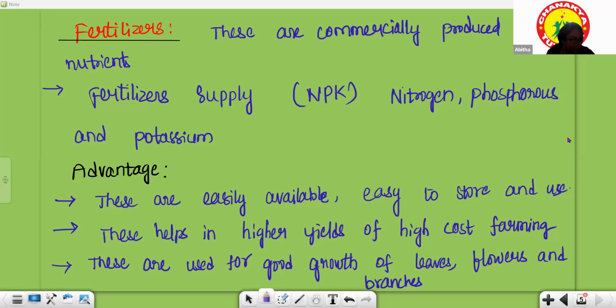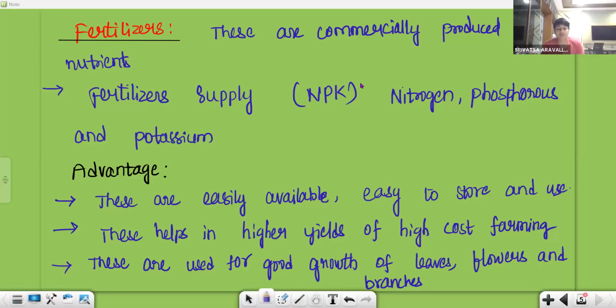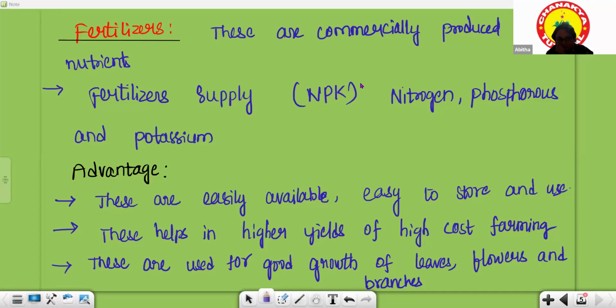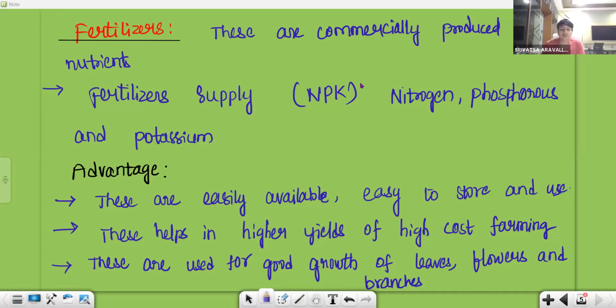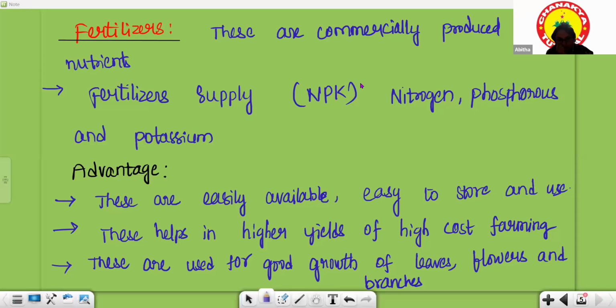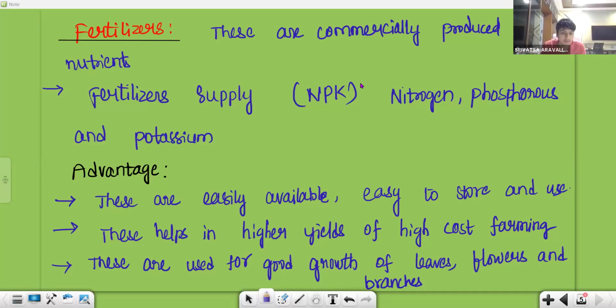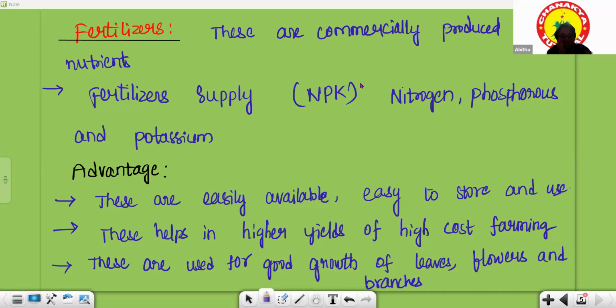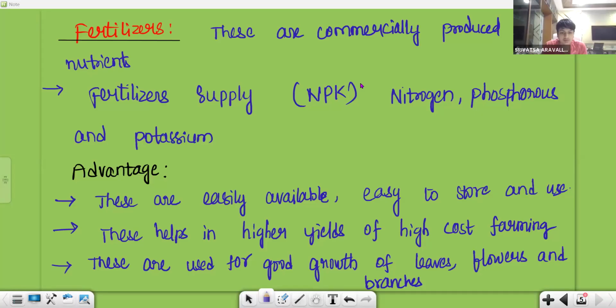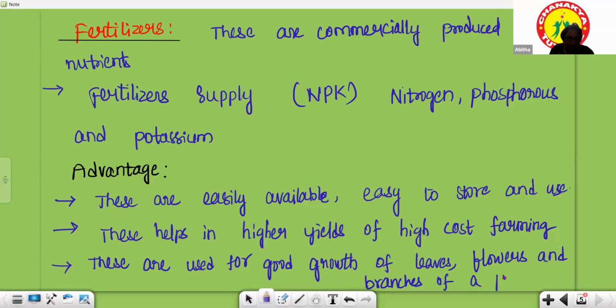What is the advantage of fertilizers? The advantage is these are easily available, easy to store and use. So these help in higher yields of high cost farming. Next, these are used for good growth of leaves, flowers, and branches of a plant.